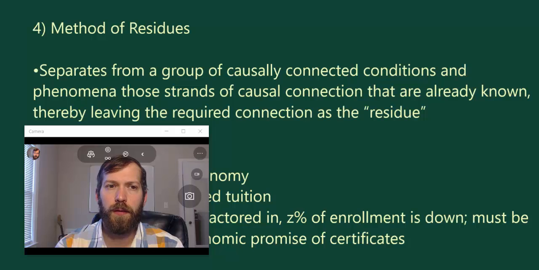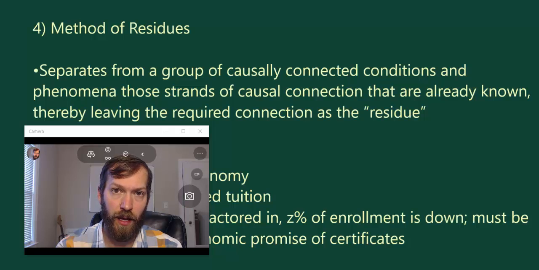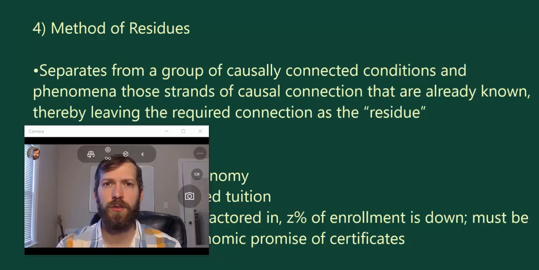So let's look at the fourth method, the method of residues. What we're doing with the method of residues is we separate from a group of causally connected conditions and phenomena those strands of causal connections that are already known, thereby leaving, which is why it's called residue, the required connection as what's left over. That must be what's explaining the leftover phenomenon that is occurring. All right, so let's step back and talk about what this means. The underlying idea is that there can be several causes to one phenomenon.